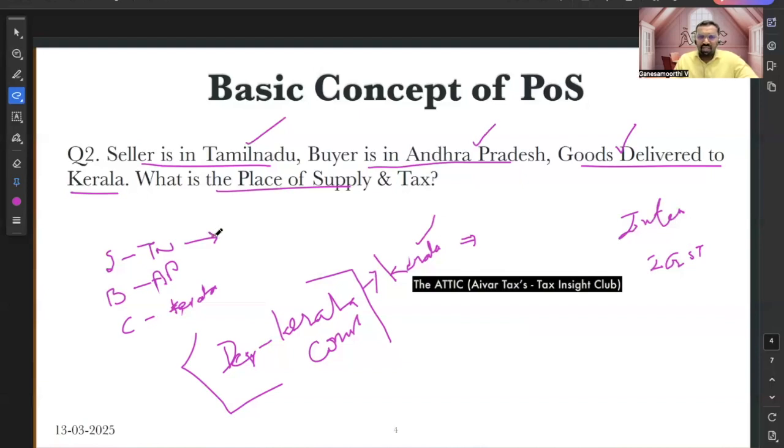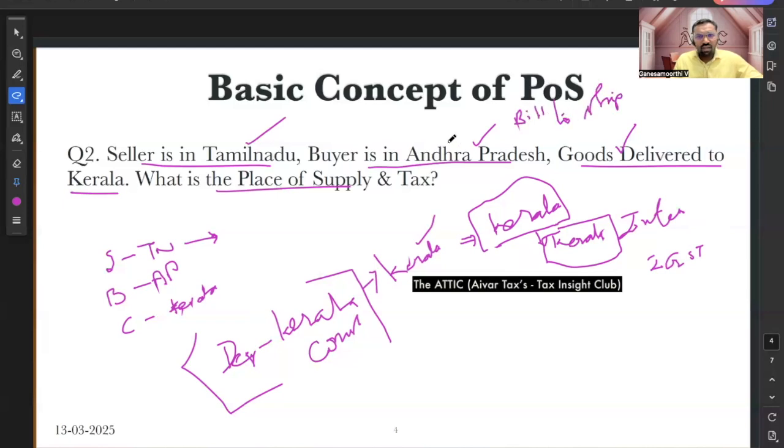So if he charges IGST and enters the place of supply as Kerala, what would happen? The Kerala state will get the revenue of the state. Am I right? The Kerala state will get the revenue, 50% of the revenue. So here what happens is it is a bill to ship to method. The buyer informs his supplier to send the goods directly to his buyer. Am I right? This is the bill to ship to method.